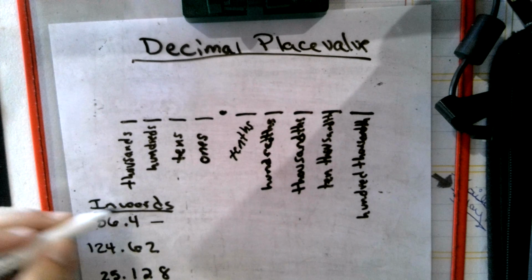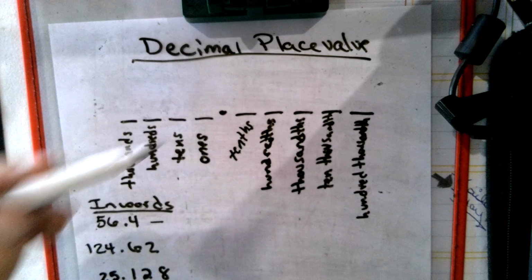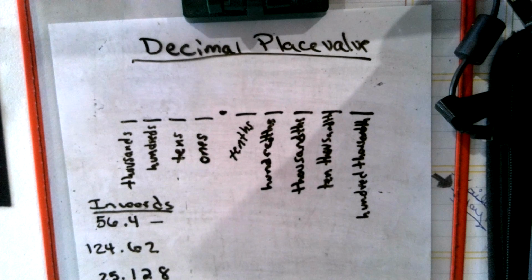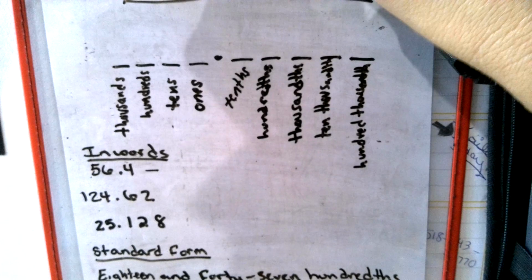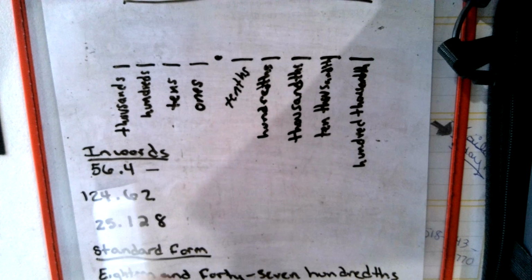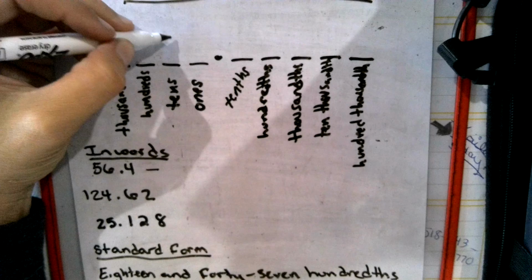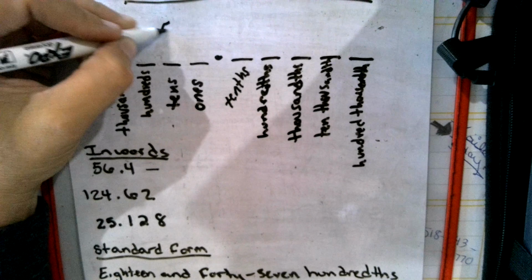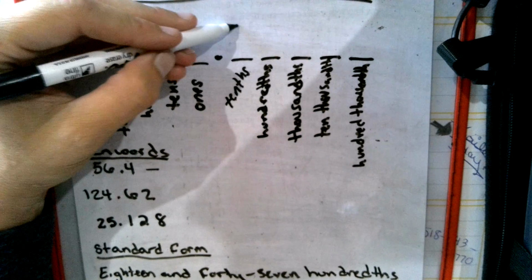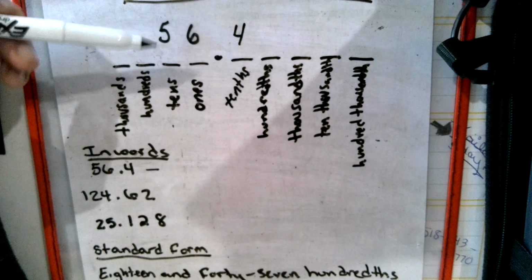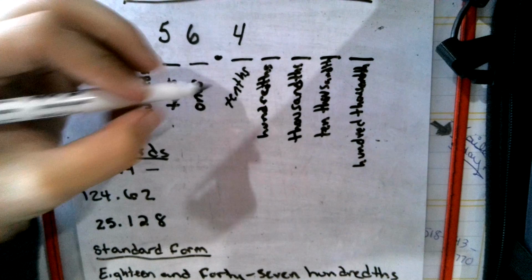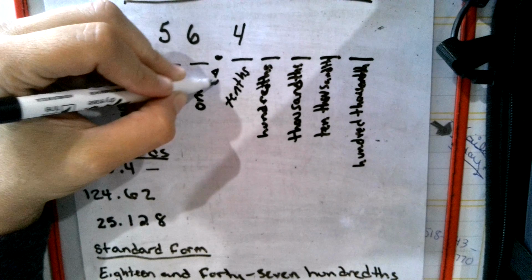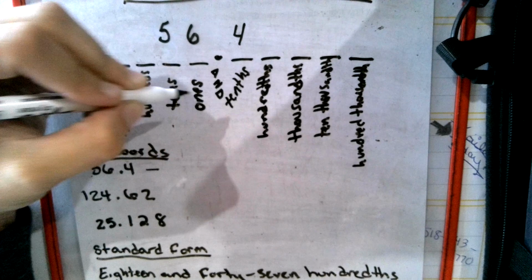So we're going to take these digits and make them into words. How we do that is pretty basic. I'm going to take this number and place it up high enough. So we have 56.4, like that. So we read this number, 56. The decimal point stands for the word and, okay?